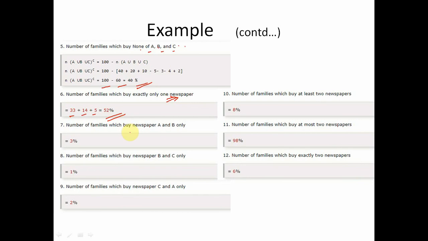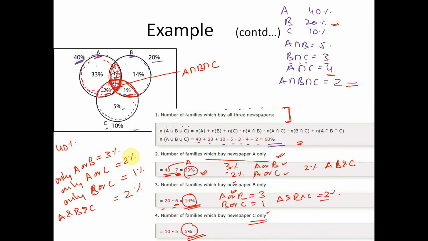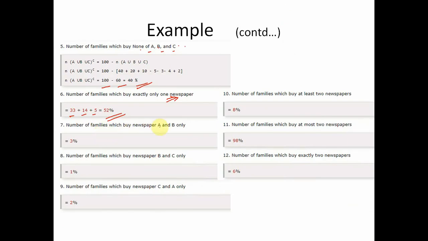Number of families who buy newspaper A and B only, we have already calculated that. A and B 3%, A and C 2%, B and C 1%, A, B and C 2%. This is all we have already calculated. So number of families who buy A and B 3%, B and C 1%, C and A 2%.